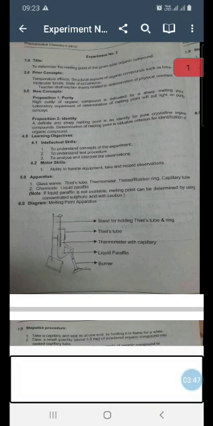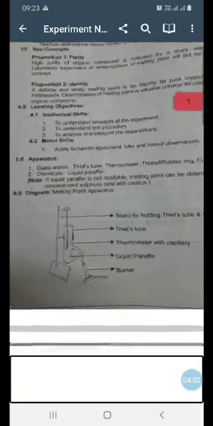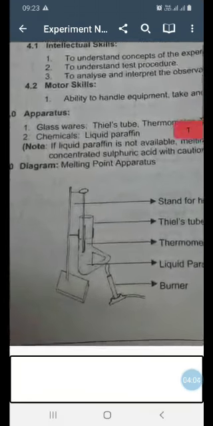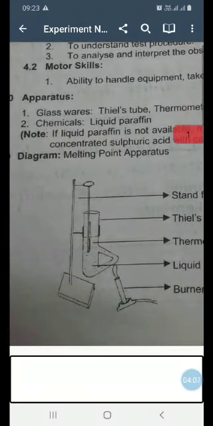Now, for determining these physical constants, you need a glass tube which is specially designed, which is called Thiel's tube. In this picture, which is displayed on your screen and which is printed in your manual, this glass tube is specially designed. It has a curve or a bending at one side. Now, this bending is done for uniform heat distribution.